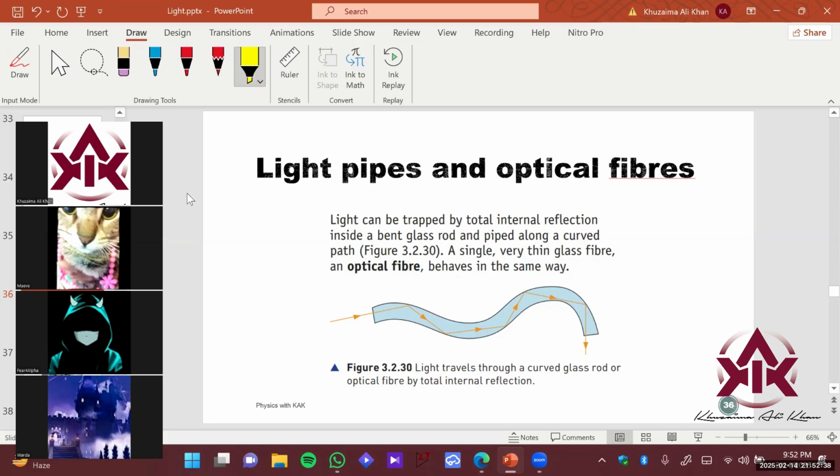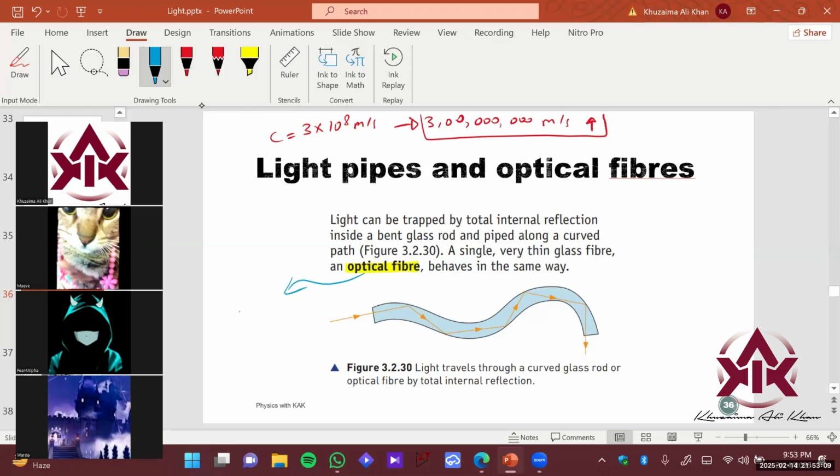Since light travels at the speed of, what is the speed of light? It is 3 times 10^8 meters per second, that is 300 million meters per second. So that's a very high speed, right? If you use a normal copper wire, that cannot support this much speed of data transfer. That is why optical fibers are replacing copper wires.